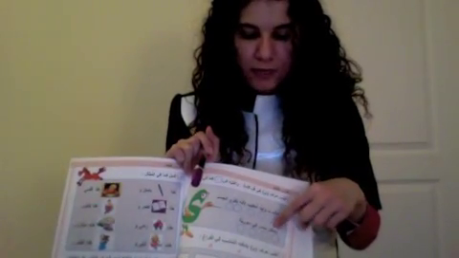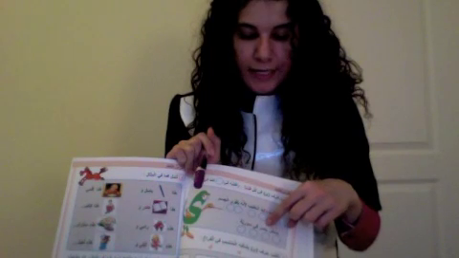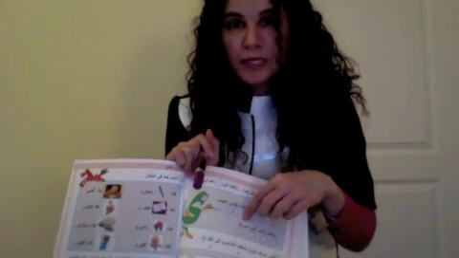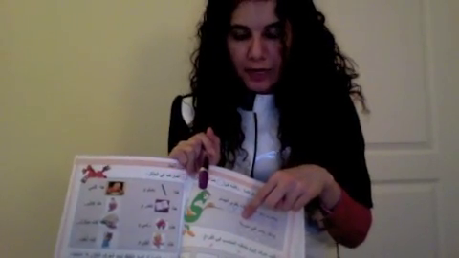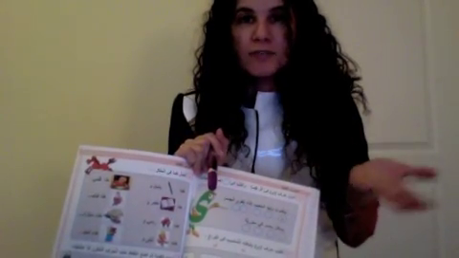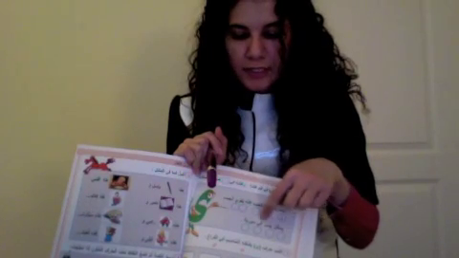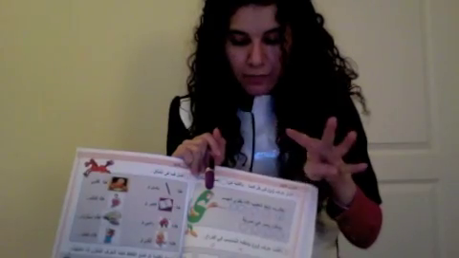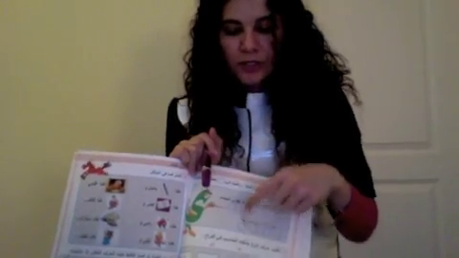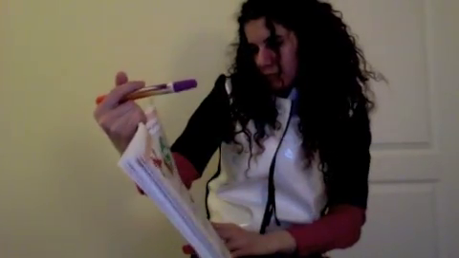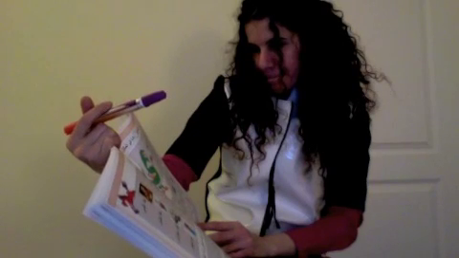So next line, yaskunu Yasir fi Suriya. Yaskunu, he lives. Yasir is a boy's name. Fi is in. Suriya is the country of Syria. So Yasir lives in Syria. And there's all these yas in this phrase. So circle all 4 of them. Write them down in the circle. And moving on.